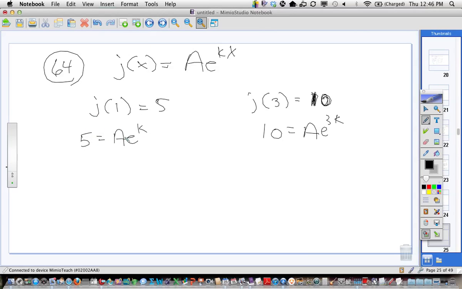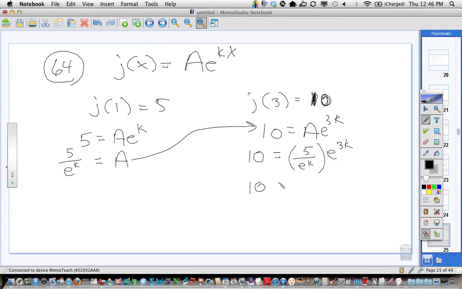Substitute. Meaning let's solve for one of them. The easy one would be to solve for a, so let's divide by e to the k. We're going to have a equals 5 over e to the k. That was the first part of substitution, solving for one of the variables, A, and then we put it in the other equation. We stick that in for that A, so we have 10 equals 5 over e to the k, times e to the 3k.